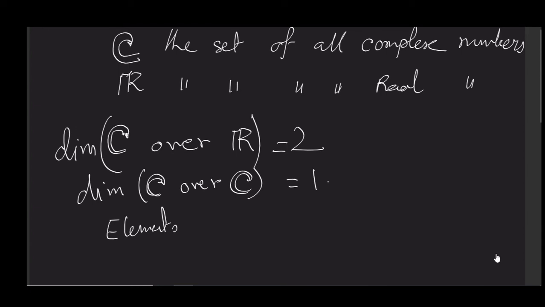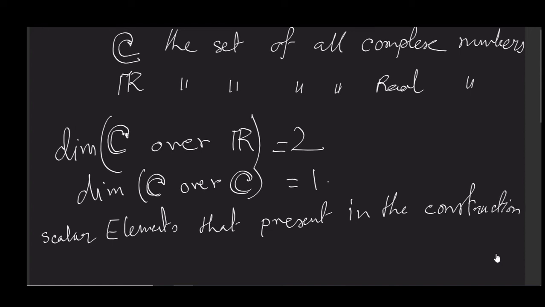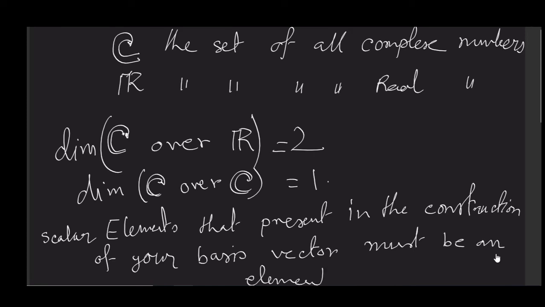Here I am not talking about the vector elements, rather the scalar elements present in the construction of your basis vector, the basis vector element of the field K on which your vector space is formed.